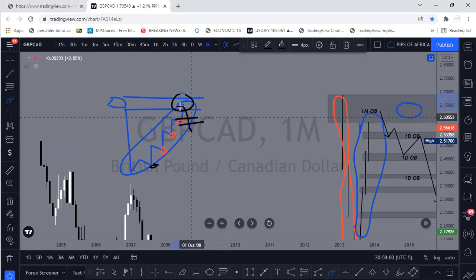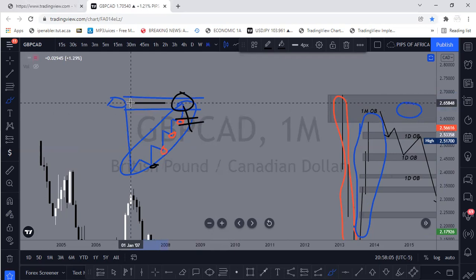And then once you realize that it was broken because of this higher time frame order block, you must understand that the market is about to go bearish. The market is about to do what? To go bearish. Simple as that.